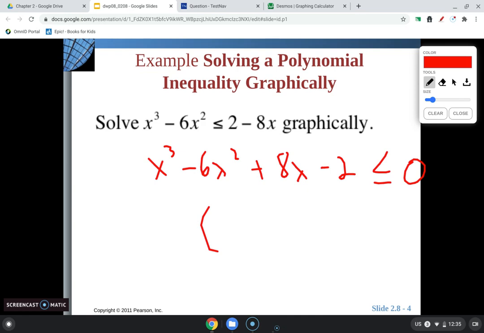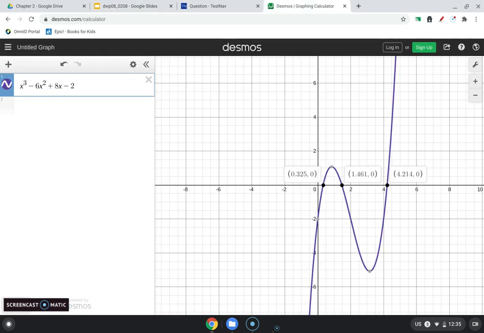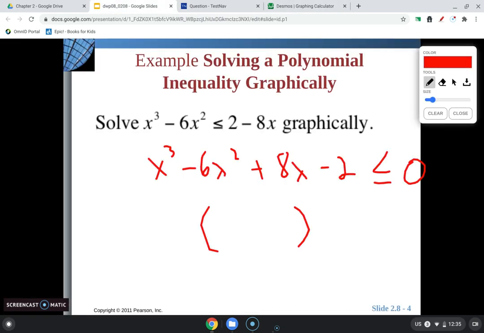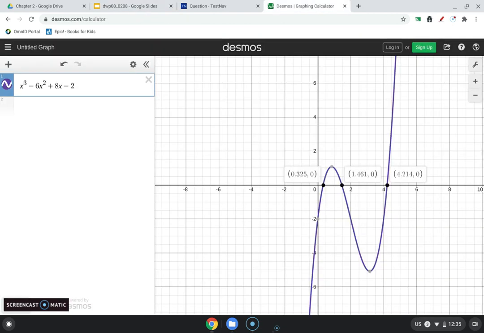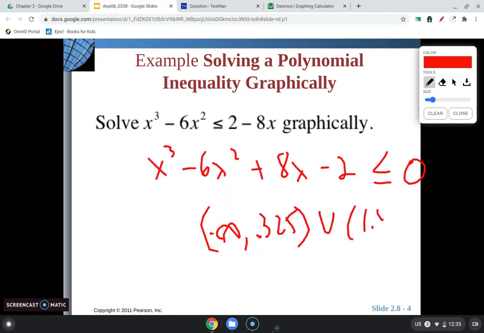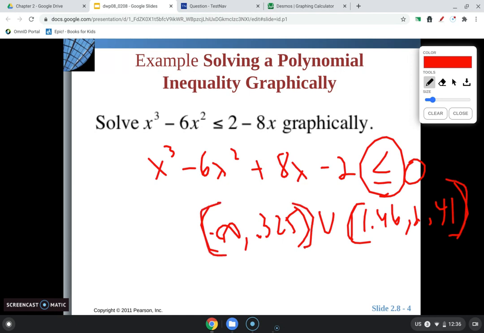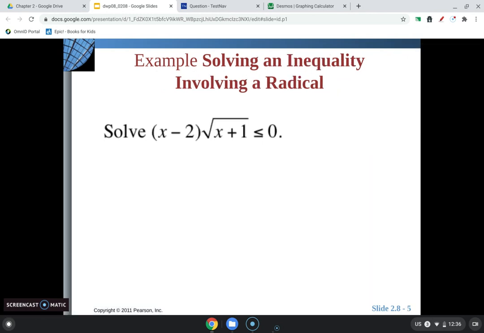So it is less than 0 from -infinity to 0.325, and between 1.46 and 4.21. So less than or equal to, I suppose we would use brackets because it's equal to there. Not going to get too picky on that though. Okay, so less than is below the line, greater than is above the line.